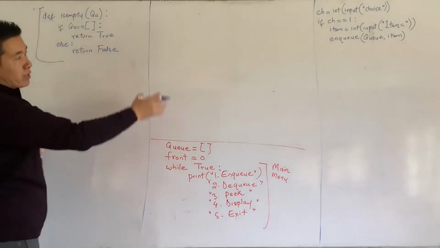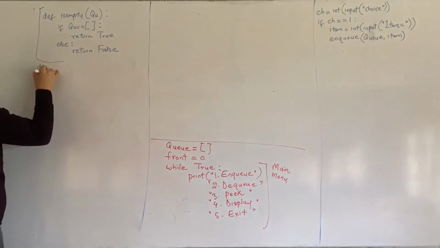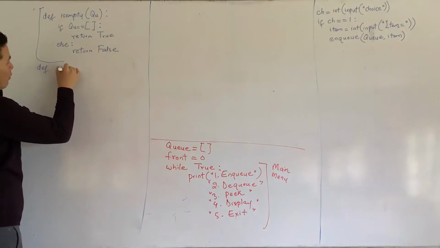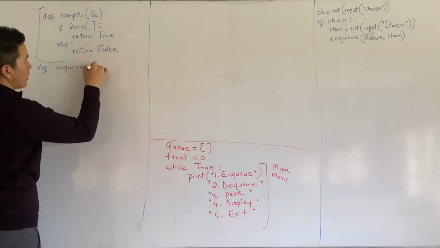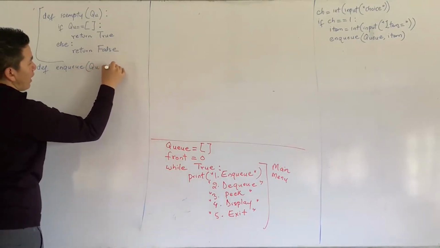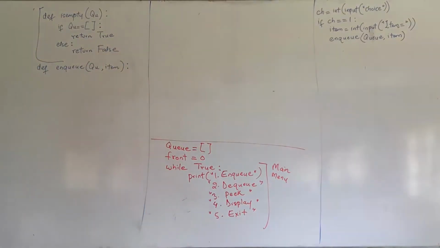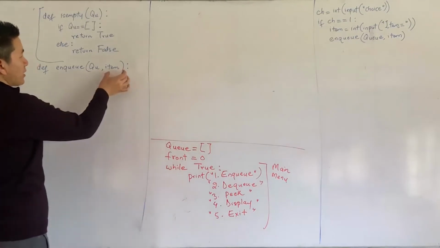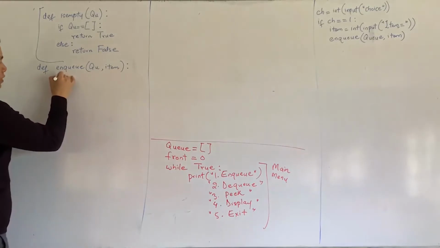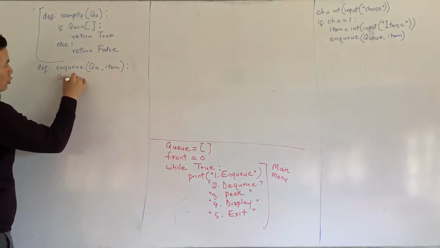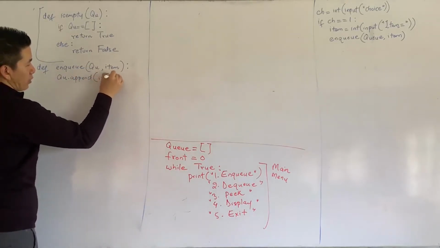Okay, now let's come up with the function definition for NQ. So def, and then you have the name of the function as NQ. Let's receive the Q as QU, and then we'll have the item parameter, alright? So in order to add the item onto the queue, we need to use the function append, right? So it is something like QU dot append, and then you have the item, alright?